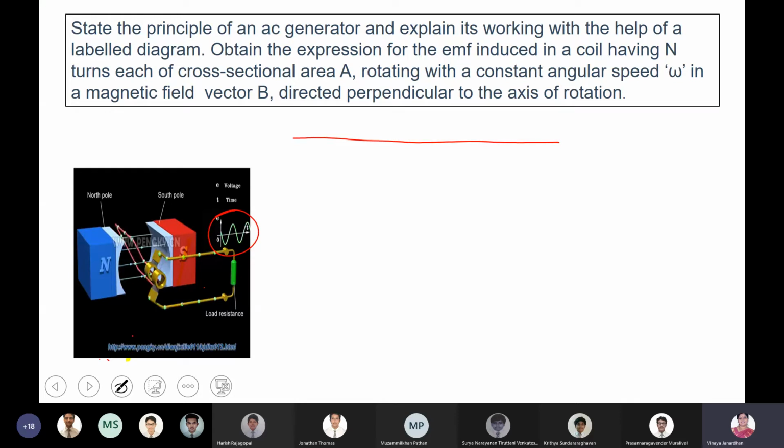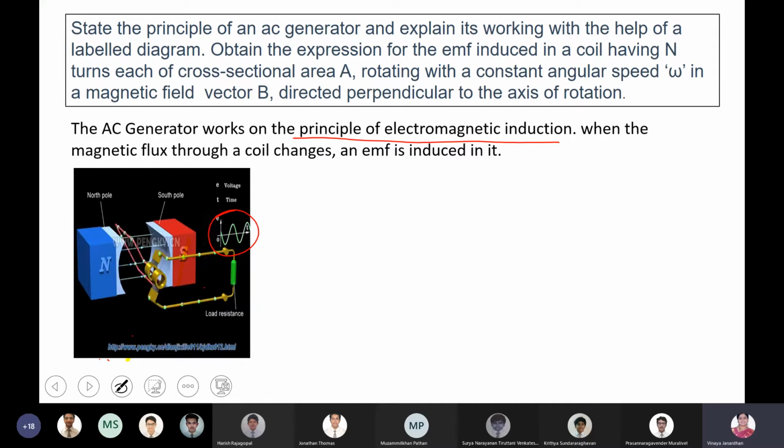So here we'll see the basic principle, and we'll see the working parts of your generator, and then we'll derive an expression for the EMF induced. Just make a note of it, boys. It works on the principle of electromagnetic induction. Just write AC generator, the heading. Principle is electromagnetic induction.